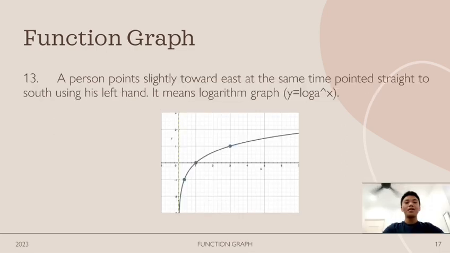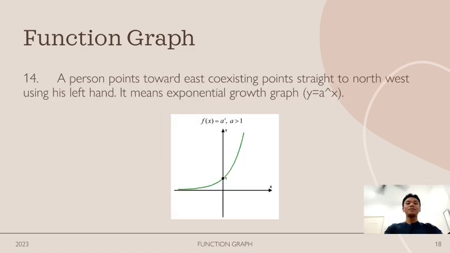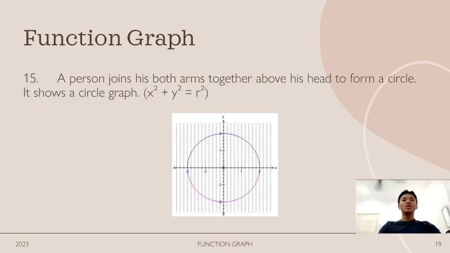13th, a person points slightly towards the east and at the same time points straight to the south using his left hand. It means a logarithm graph, y equals log a to the power of x. 14th, a person points towards the east and at the same time points straight to the northwest using his left hand. It means an exponential growth graph, y equals a to the power of x. The last one, a person joins both arms together above his head to form a circle. It shows a circle graph, x squared plus y squared equals r squared.